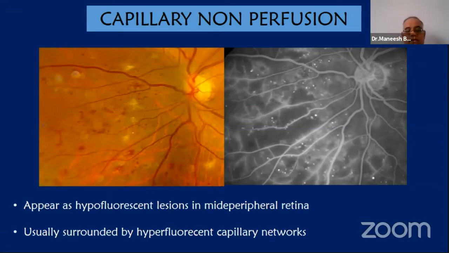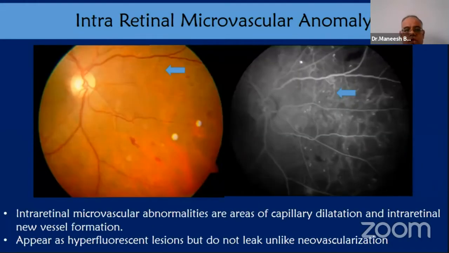The capillary non-perfusion areas appear as hypofluorescent lesions in the mid-peripheral retina. These are islands of hypofluorescence surrounded by a sea of normal hyperfluorescent capillary networks. The intraretinal microvascular anomaly, or IRMA, appears in areas of capillary dilatation and intraretinal new vessel formation. They appear as hyperfluorescent lesions, as we can see in the area where the arrows are. Unlike neovascularizations, they do not leak.